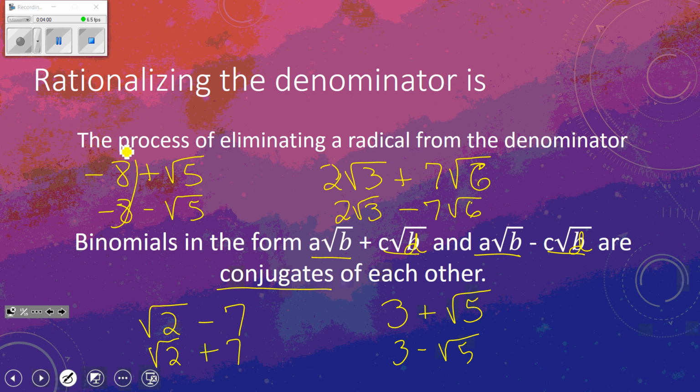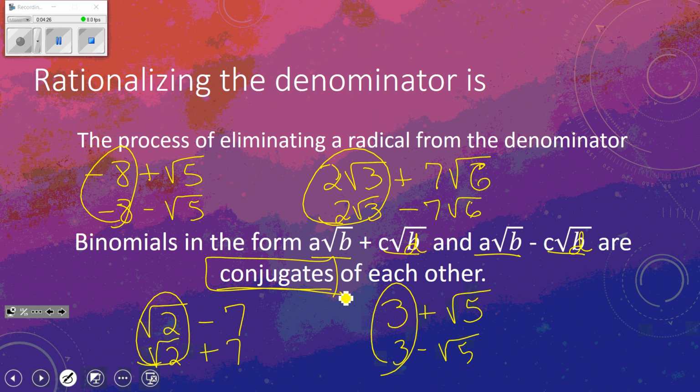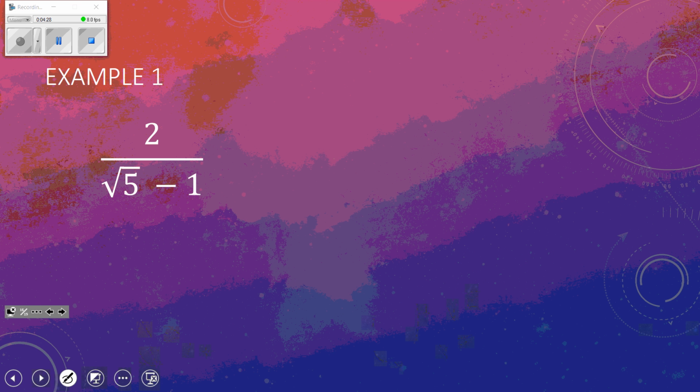Again, the first part doesn't change. Okay? The first part doesn't change. It's just if one of them is adding, the other one subtracts. So if it's negative 8 plus the square root of 5, then the conjugate would be negative 8 minus the square root of 5. Okay, any questions on what we're going to be multiplying by in order to rationalize? Okay, so keyword definition here is conjugate. All right, now let's look at an example.